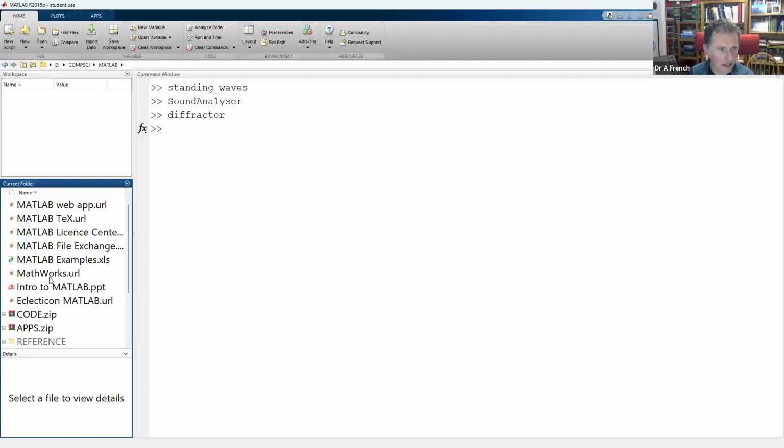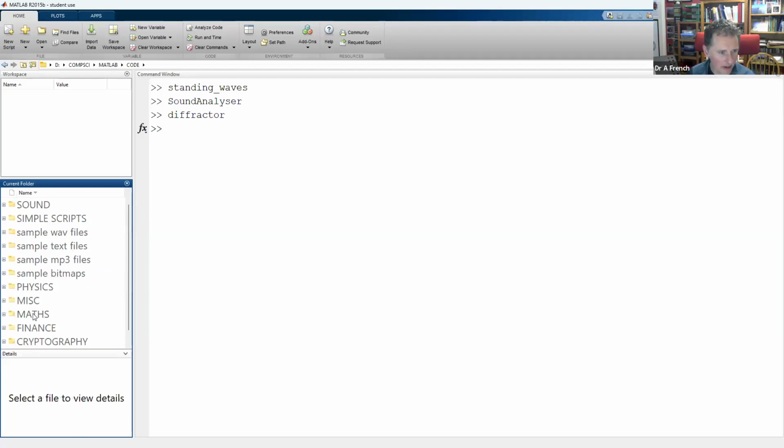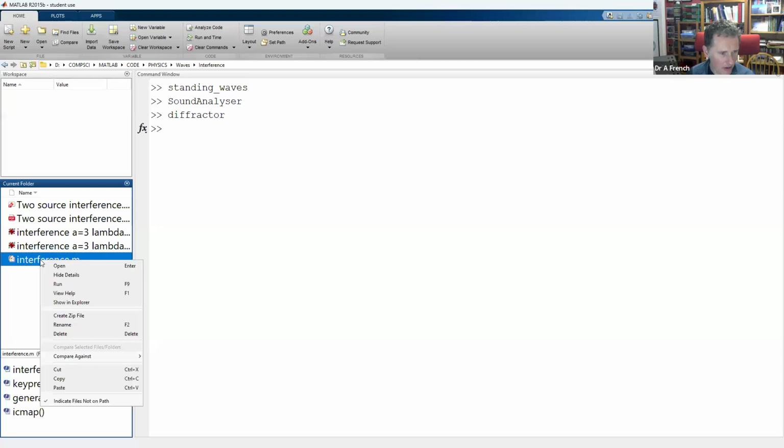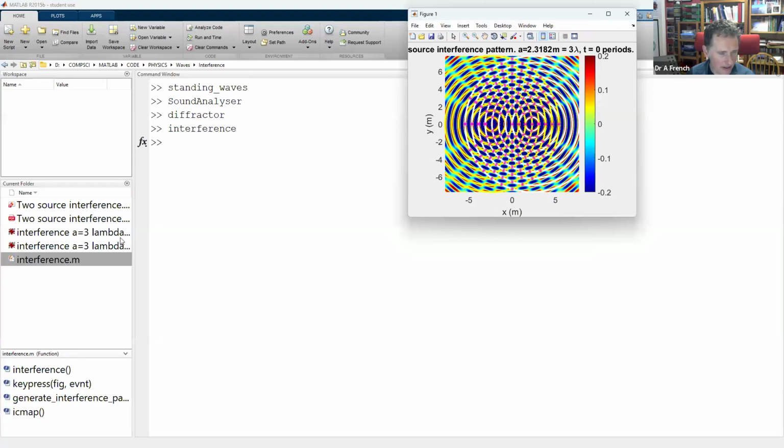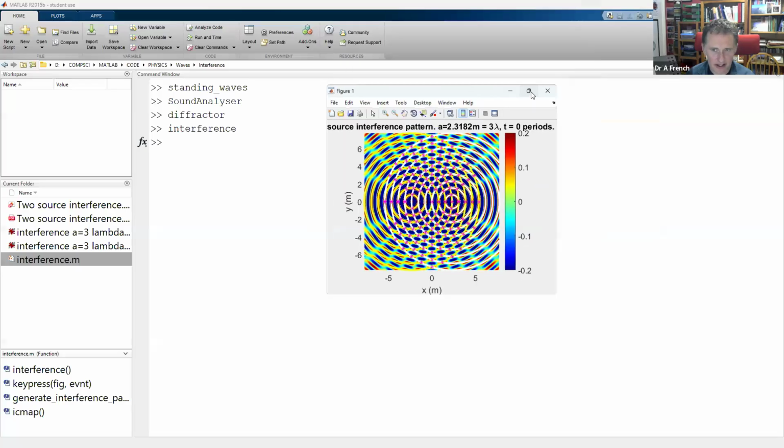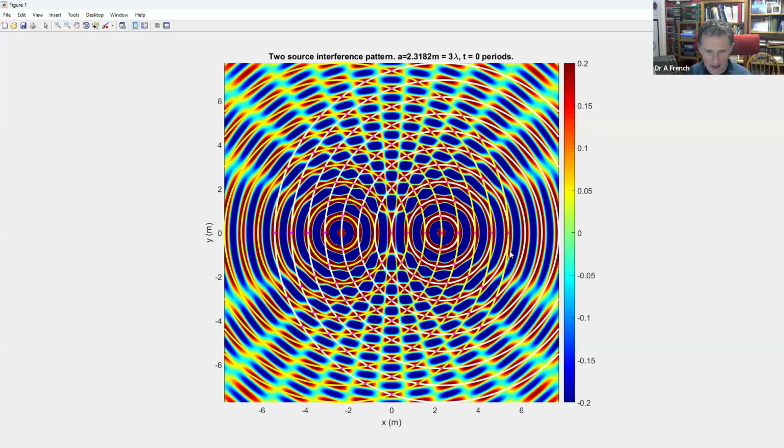It's under code, so this is quite new. Physics, waves, and I think it's under interference. There we go. If I run this, we'll see if this works. I hope that's coming out all right. It's rather psychedelic, but what we've got is two wave sources, and they are 3 wavelengths apart. There's one there and one there.